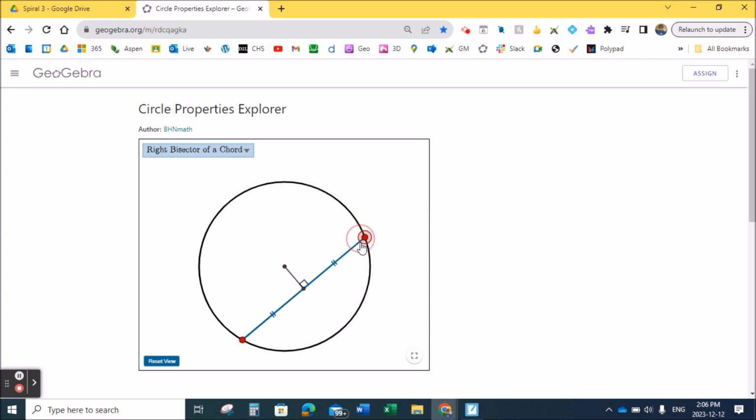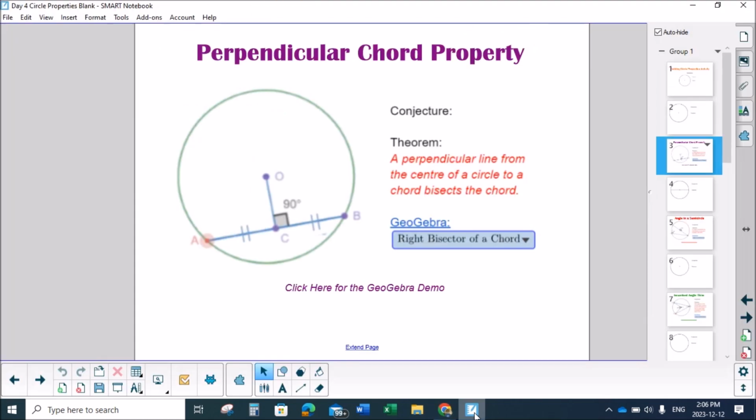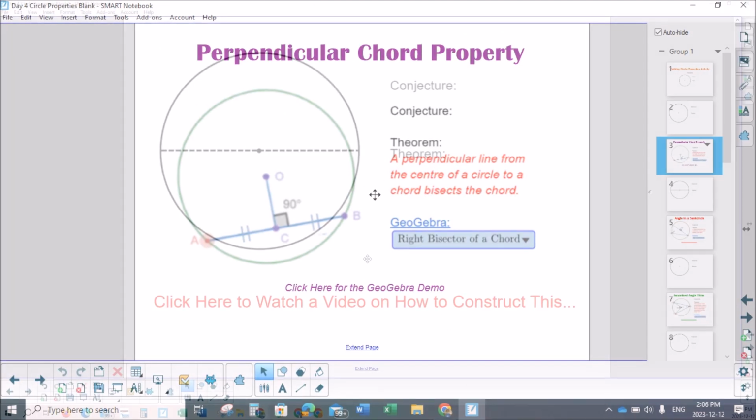And no matter how big your chord or small your chord is, or where that chord is on the circle, it will always be perpendicular and always cut it in half. And we can use that property in this scenario.